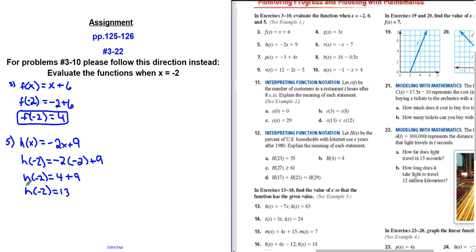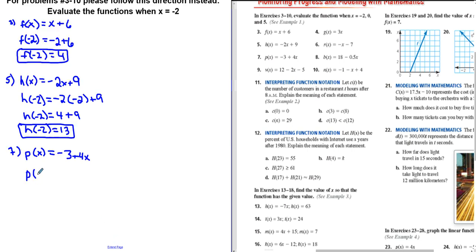Number 7. Number 7, p of x is negative 3 plus 4x. Again, evaluate when x is negative 2. p of negative 2 is negative 3 plus 4 times negative 2. p of negative 2 is negative 3 minus 8 when I multiply 4 and negative 2. So I get p of negative 2 is negative 11, and that's the answer. So when I input negative 2, I get out negative 11.